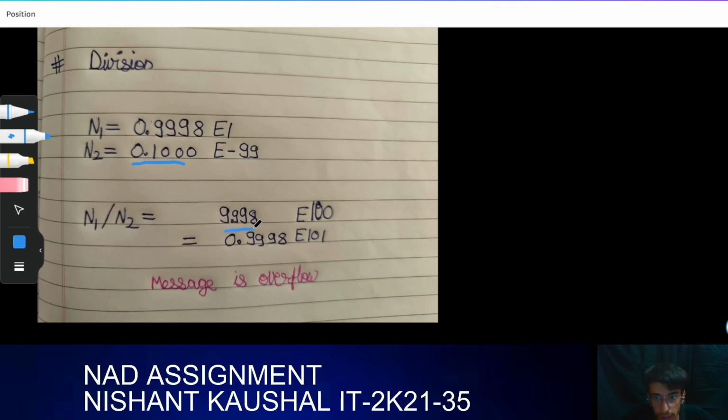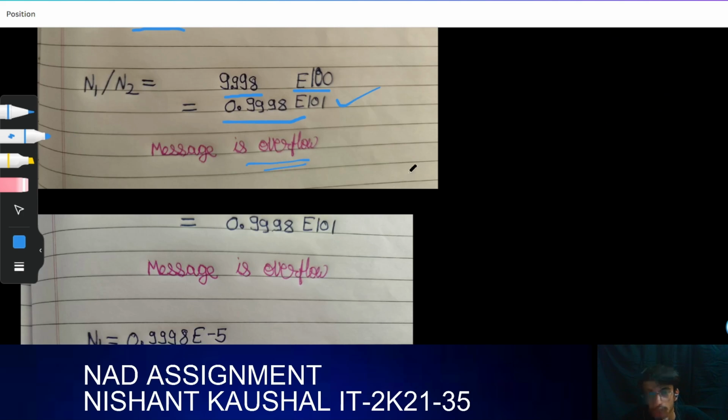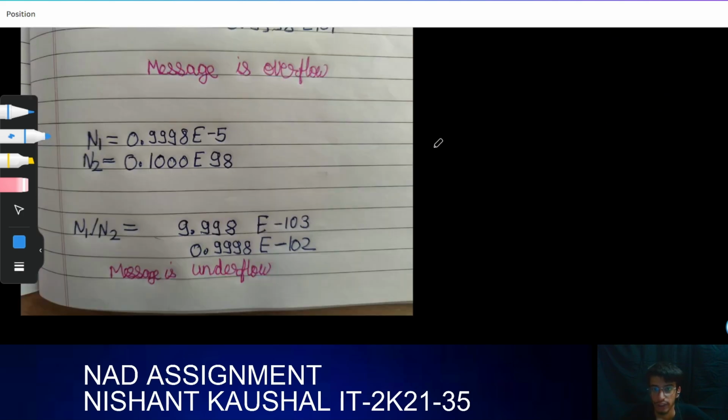that will be 9.9998, and 1 minus minus 99 will be what? 100, right? So it will become 9.998 e to the power 100, or we could also write it as 0.9998 e to the power 101. And if we think about a message, it would be overflow, because this data is also very big to get stored in the CPU or a register, right? Let us see the second part.